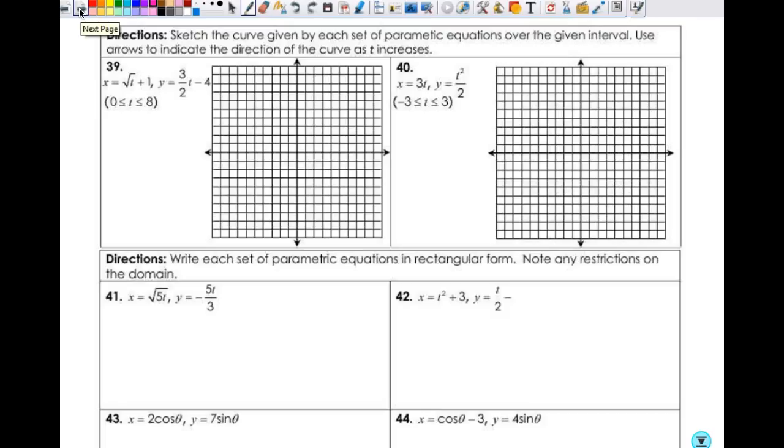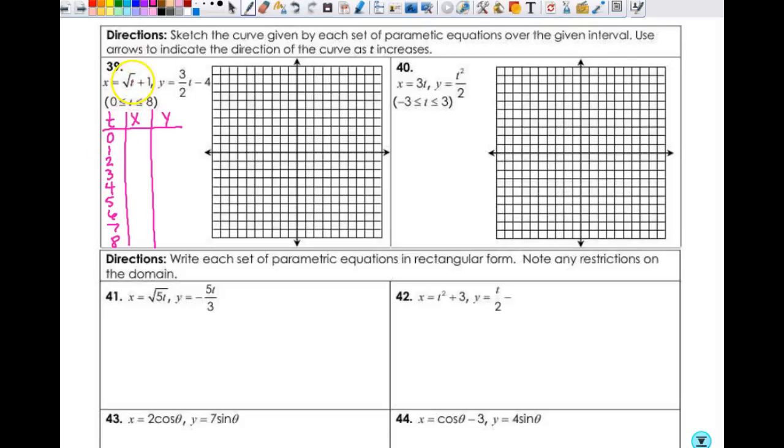Alrighty, now we've got parametric equations. Remember, in order to do this, we have got to make a little t-chart that's literally a t-chart. And we have t, x, and y. It tells me that t is going from 0 to 8, so 0, 1, 2, 3, 4, 5, 6, 7, 8. So I substitute t into here.